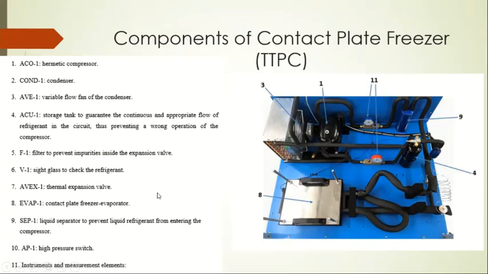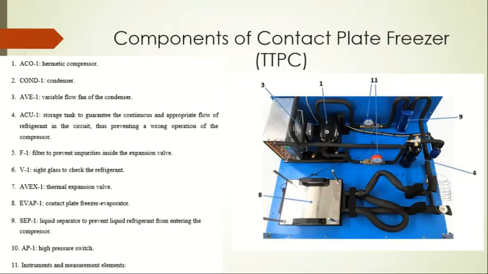Then we have 11. The 11 is instrument and measurement elements, like these are the gauges, which are also attached with the temperature sensors here. As you can see in this diagram, this is the temperature transmitter here. The temperature transmitter is also installed here. These gauges also represent the pressure, and in response to that they represent the temperature as well. So you can read them in that manner.